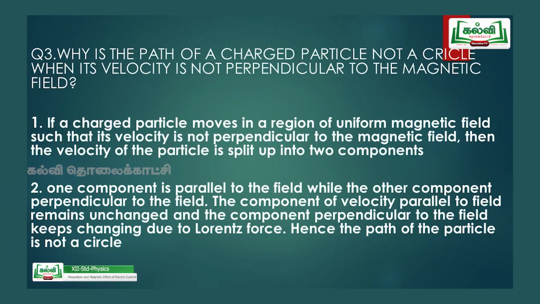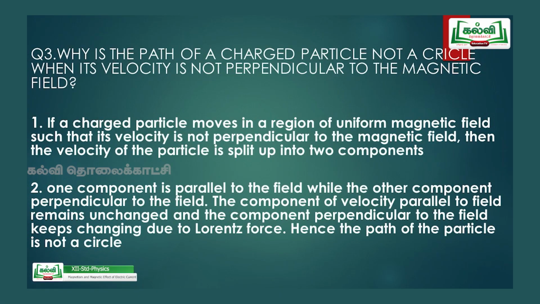Then the next question: why is the path of a charged particle not a circle when its velocity is not perpendicular to the magnetic field? If a charged particle moves in a region of uniform magnetic field such that its velocity is not perpendicular to the field, then the velocity is split into 2 components. One is parallel to the field while the other is perpendicular to the field. The component parallel to the field remains unchanged and the component perpendicular to the field keeps changing due to Lorentz force. Hence, the path of the particle is not a circle.